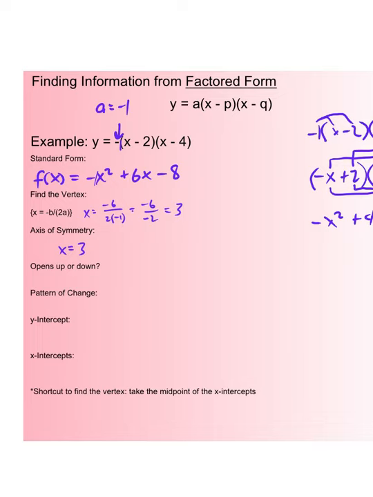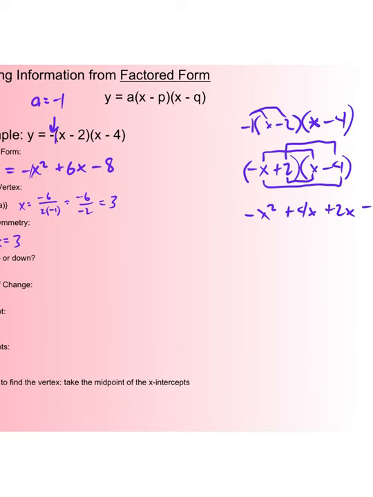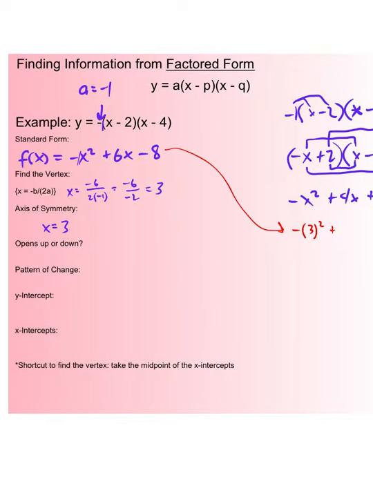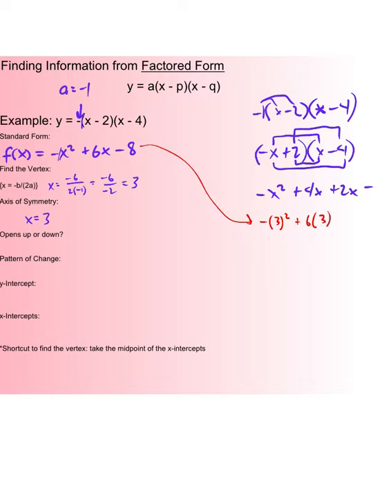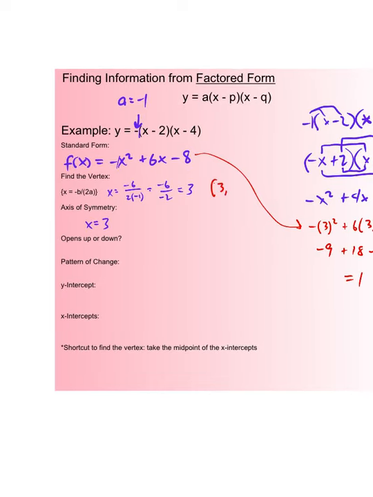But let's go ahead and put 3 into our equation so that we can get the y value of the vertex. So I'm going to put in -3 squared here, plus 6 times 3, and then minus 8. -3 squared would be a -9, since 3 squared is 9, and it's a negative version of that, plus 18 minus 8. So that would give us a 9 minus 8, or 1. So the vertex is at the point 3, 1.